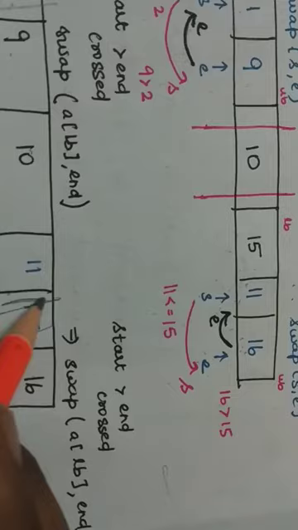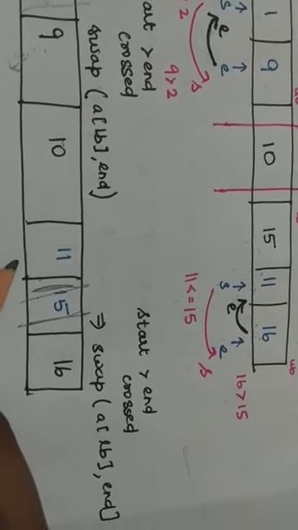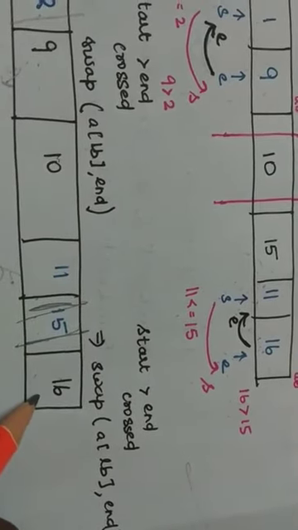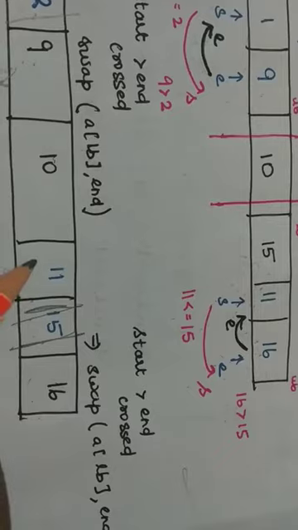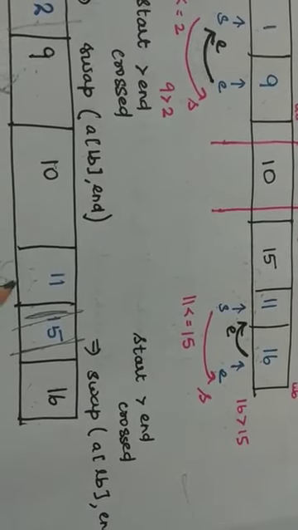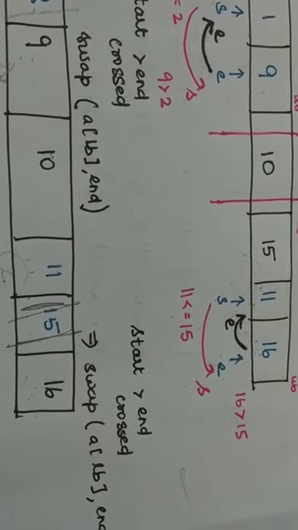When 15 has found its position here, whatever elements are towards this side will be less and whatever elements are towards its right will be greater. So we have only one element on this side and one element on this side. If we have more elements, we will again partition this subarray. If we have more elements here, we will again partition this subarray.